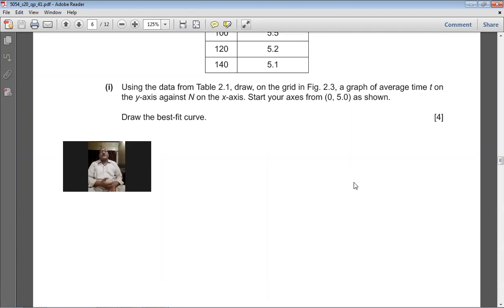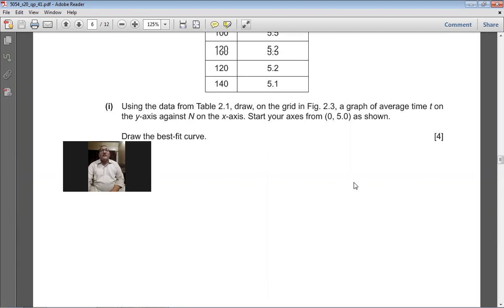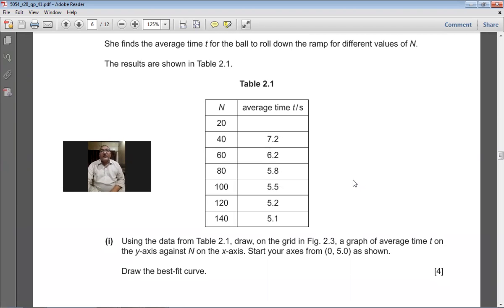Using the data from table 2.1, draw on the grid in figure 2.3 a graph of average time t on the y-axis against n on the x-axis. N is the number of papers, and that should be on the x-axis. He says start your axis from 0,5 as shown. Draw the best fit curve. So it's a 4-mark question.